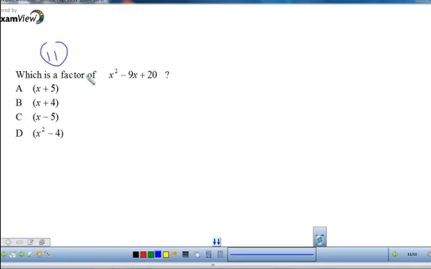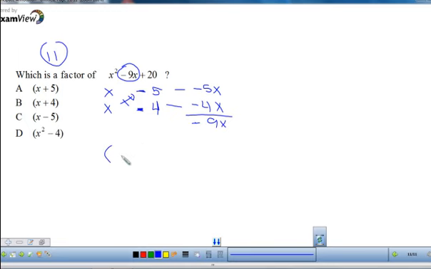11, which is a factor. Once again, we're going to have to factor using guess and check. Two numbers multiplied together that give you x squared is x times x. Two numbers multiplied together that give you 20: 5 and 4. Since it's positive, they're both going to be positive or they're both going to be negative. Since my middle term is negative, they're both going to be negative. So we're going to have negative 5x, negative 4x. If we add them, that does give me my middle term.